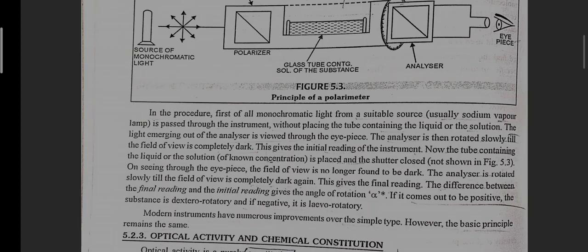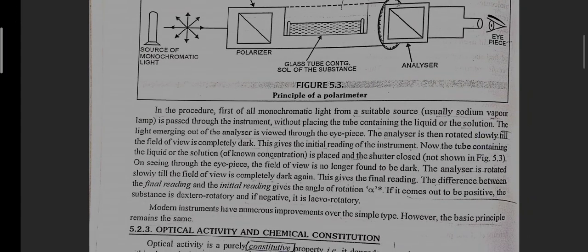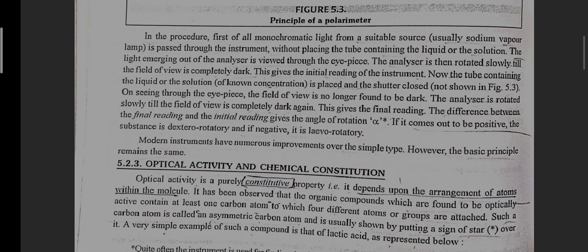Now the tube containing the liquid or the solution is placed and the shutter is closed. On seeing through the eyepiece, the field of view is no longer found to be dark. The analyzer is rotated slowly till the field of view is completely dark again. This gives the final reading. The difference between the final reading and the initial reading gives the angle of rotation alpha. If it comes out to be positive, the substance is dextrorotatory, and if it comes out to be negative, then the substance is levorotatory. Modern instruments have numerous improvements over this simple type. However, the basic principle remains the same.